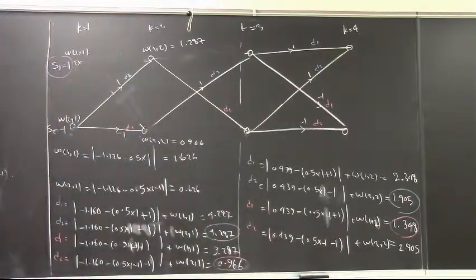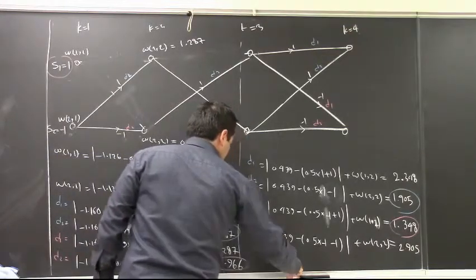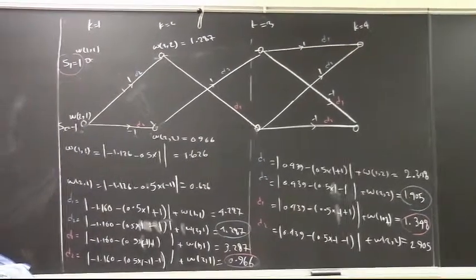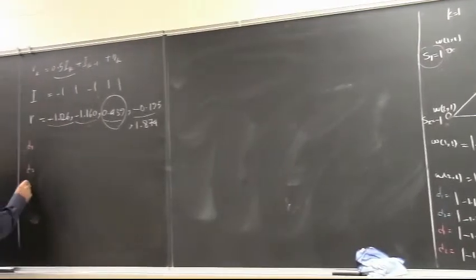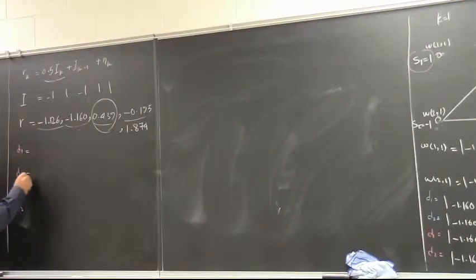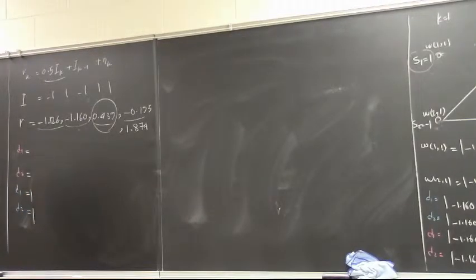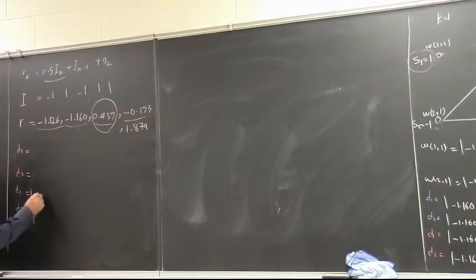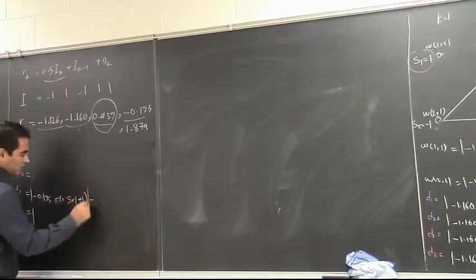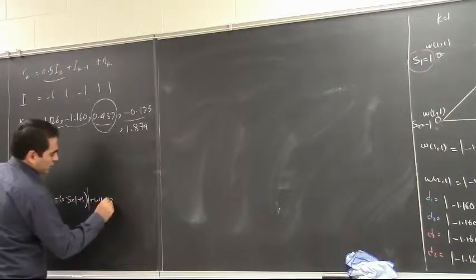Okay. It's fine. Calculation again, D1 and D2. We can do it here. D1, D2, D1, D2. Usually first loop. What is the D1? This minus 0.95 plus minus half of 1 plus 1 plus 1 plus W of 1 and 3.